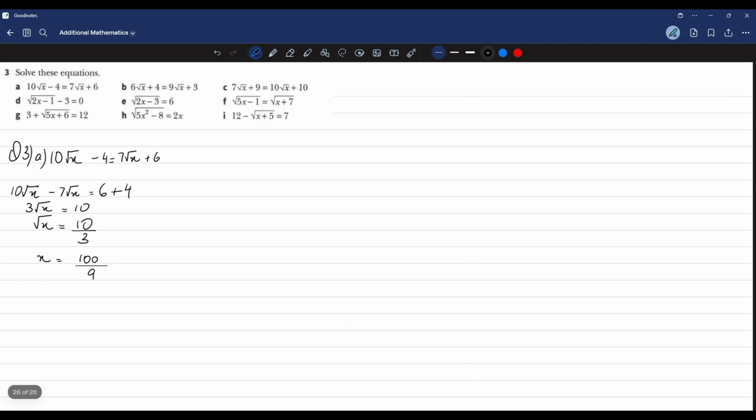You can write this as 100 on 9 or 11.1111, whatever the format is in the question. For now, they have not specified any format. So we are just going to write this as it is.